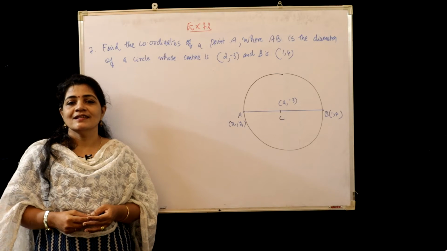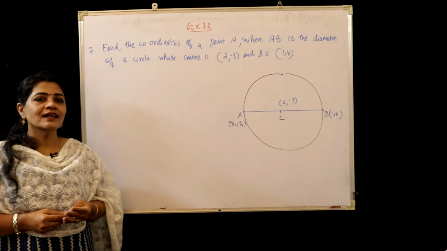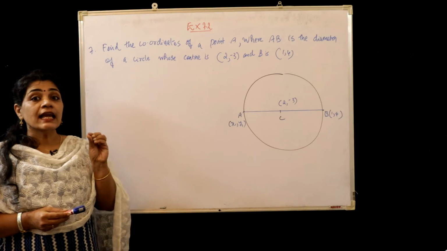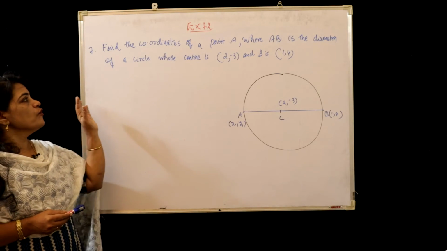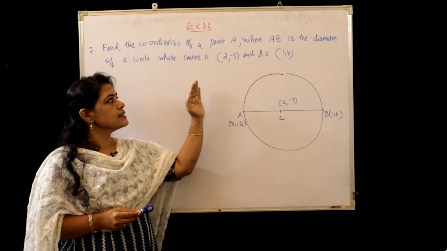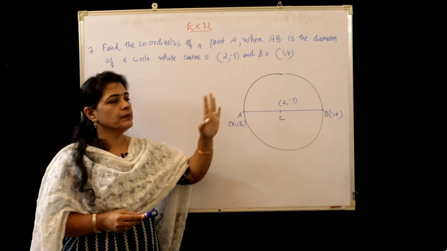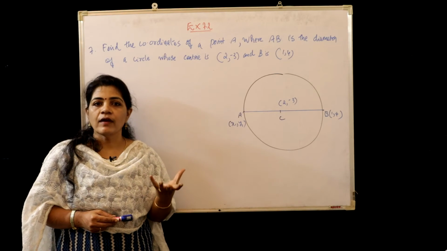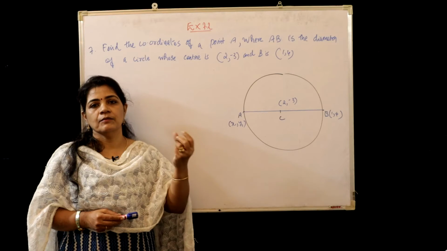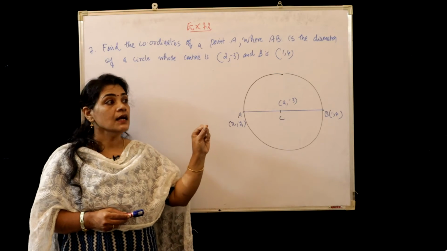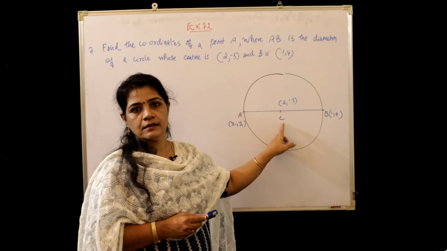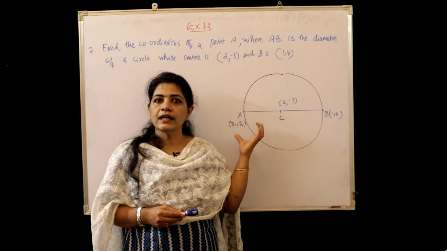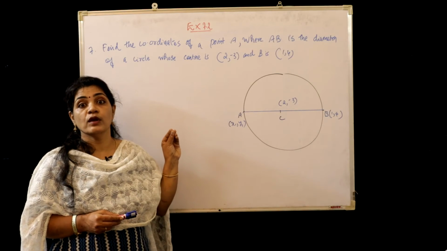Now the seventh question. It's a very simple problem. Find the coordinates of a point A where AB is the diameter of a circle whose center is (2, minus 3) and B is (1, 4). That means we have a circle and a diameter AB is given, and the coordinates of the center are (2, minus 3), and one of the endpoints, that is B, is given as (1, 4). We should get the coordinates of the point A.